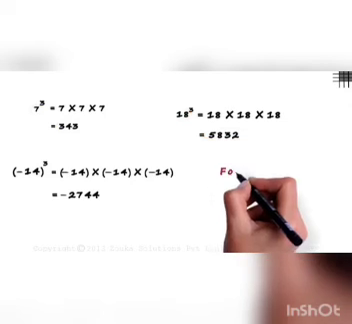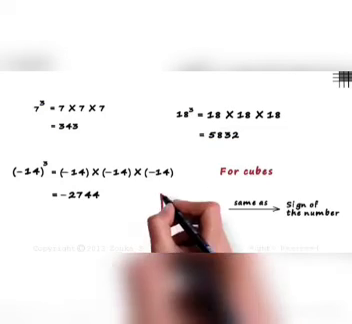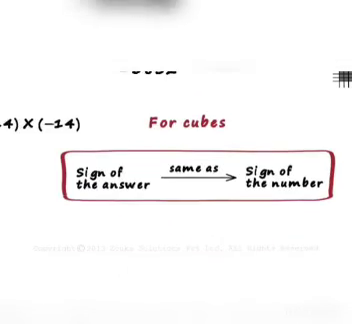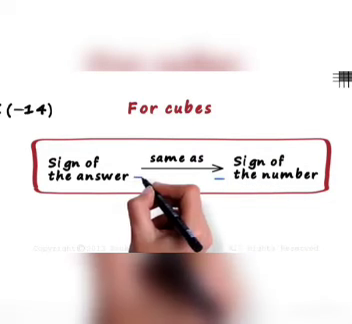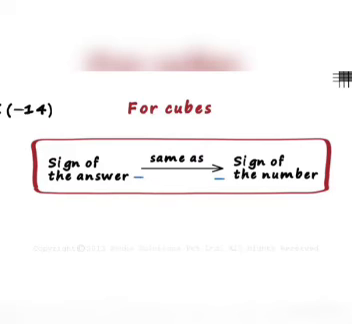5832. Observe the sign of the number and the sign of the answer. If negative, then negative. If positive, then positive. So we can say that for cubes of numbers, the sign of the answer is same as the sign of the number. That is, cube of a negative number will result in a negative number, and the cube of a positive number will result in a positive number.